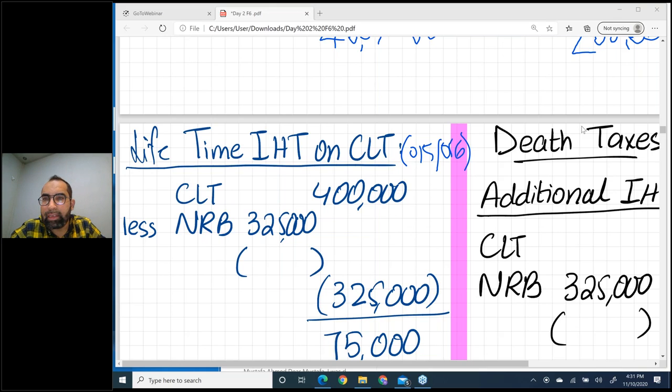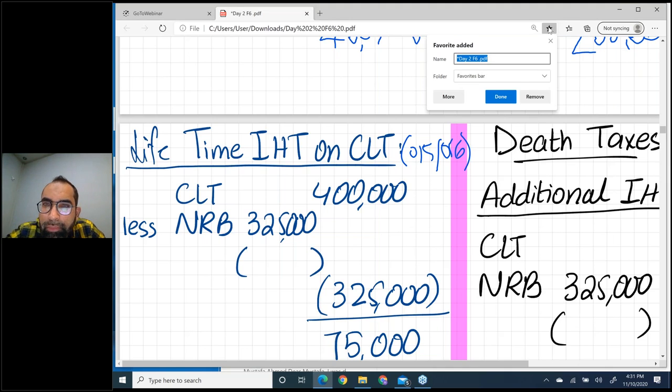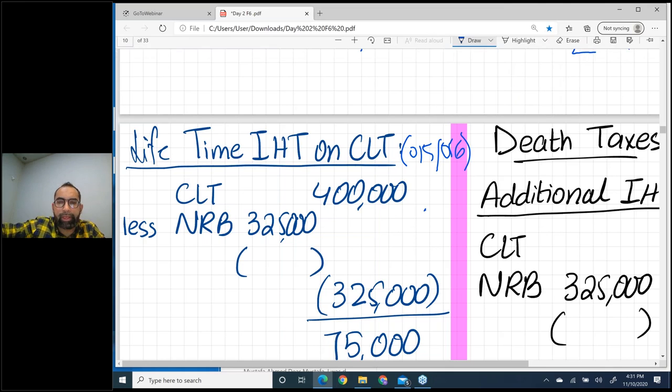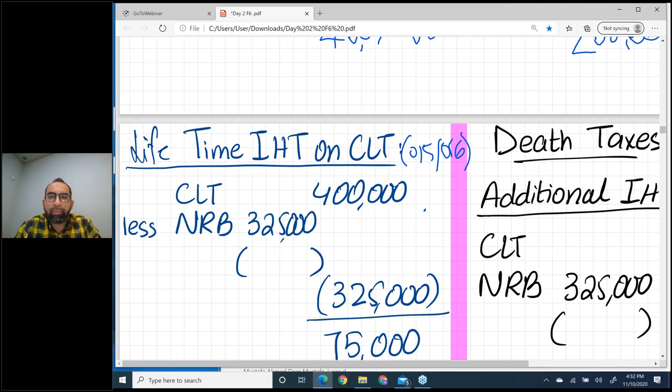Wait now. Look at here, look at here. So lifetime IHT on CLT means the person is alive right now, and we are going to calculate the first installment. So we have to use the NRB of that fiscal year, and it is readymade, given in the question. I just moved the slide. It was 325,000. You will always be given, right?